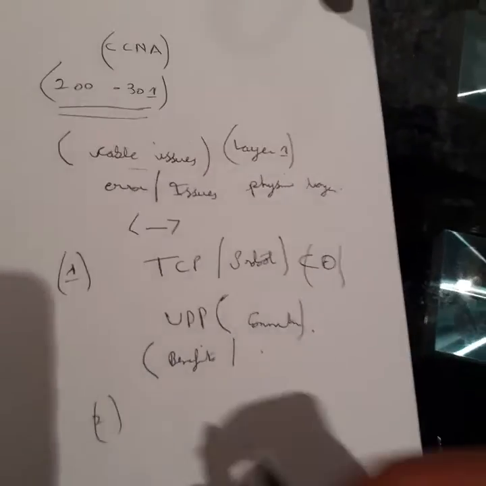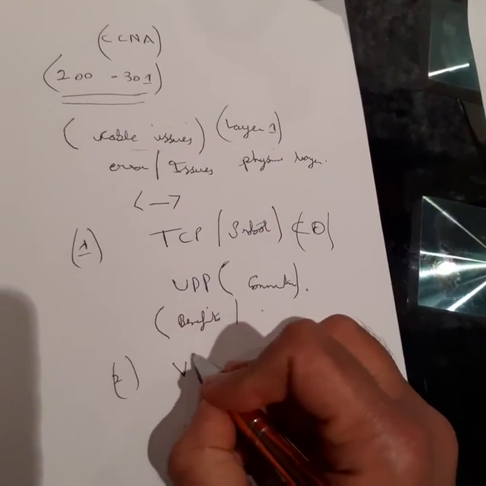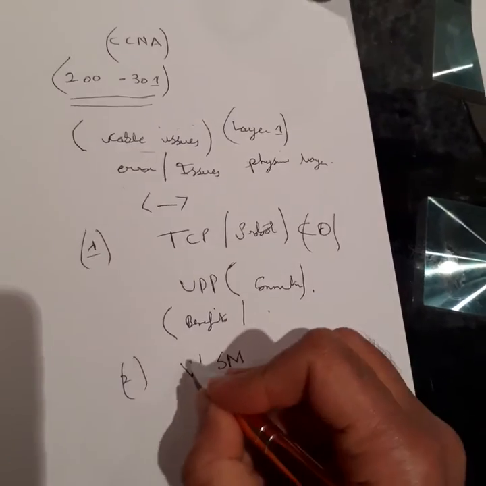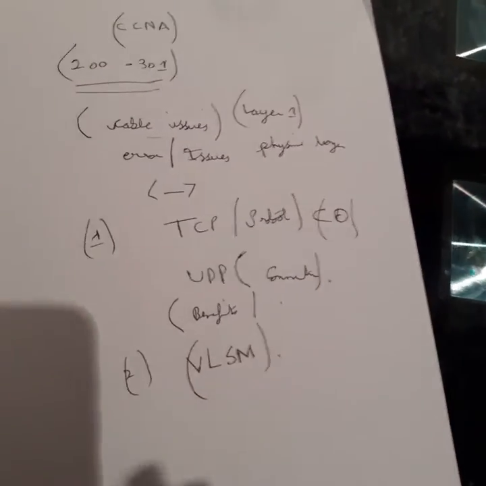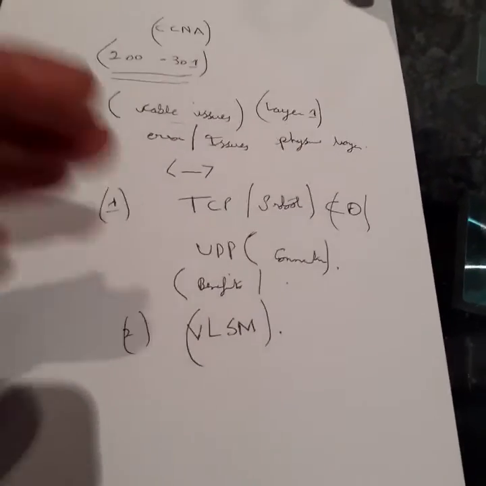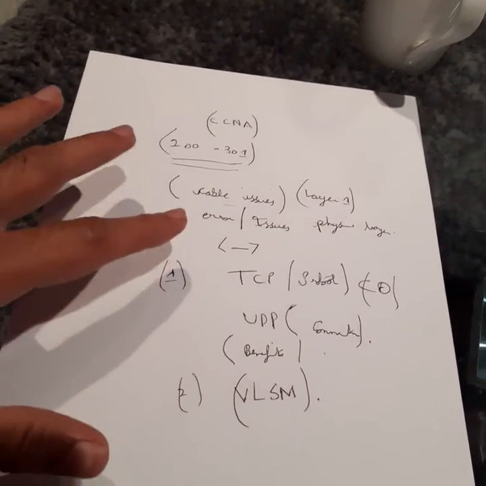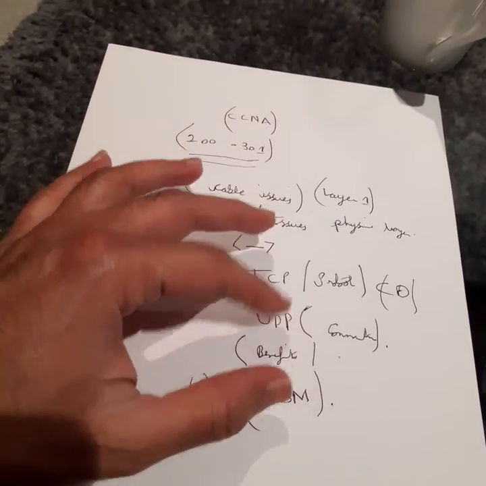And now here is the part which we are actually before this part. Variable length subnet masking, VLSM, we are doing that. Obviously we are doing IPv4 addressing. So we are here somewhere at the moment.